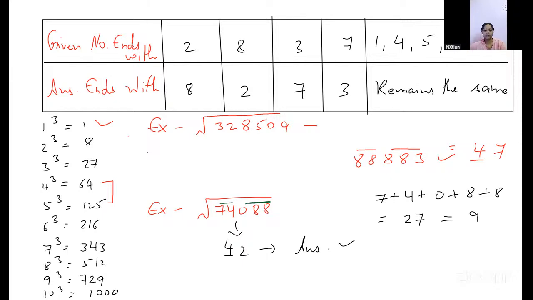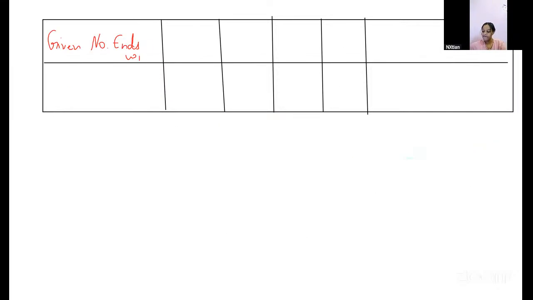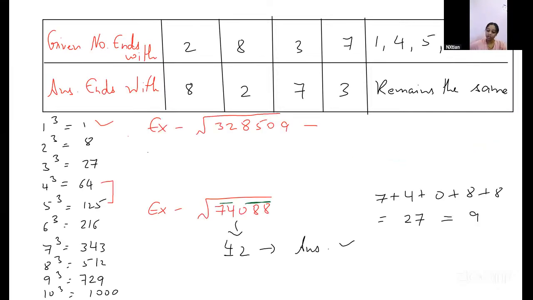The digital root should come to 8 or 9, and try solving. Until then, we will solve for 328509. Make pairs, 509 and 328. 9 is there, so the second digit is going to be 9. Now 328 comes between 6 cube and 7 cube. 47 cube is 103823.